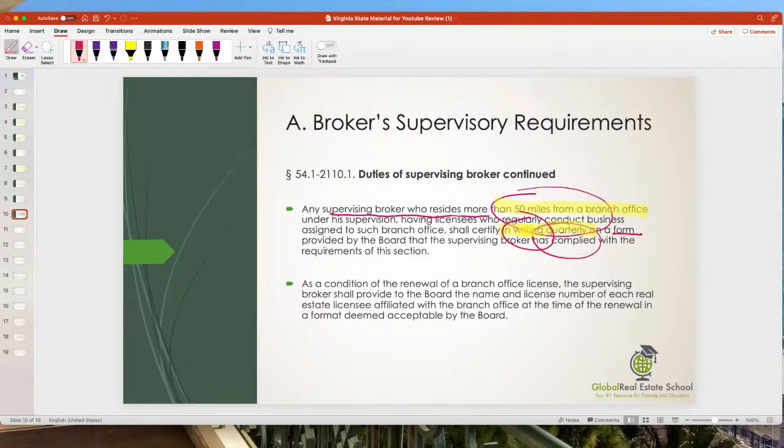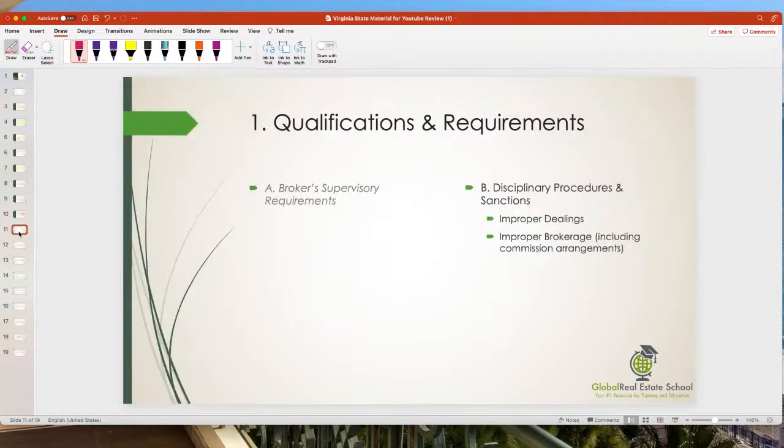to the board the name and license number of each real estate licensee affiliated with the branch office at the time of the renewal in a form deemed acceptable by the board. That also could very well be an exam question. I would definitely make sure that you know that.